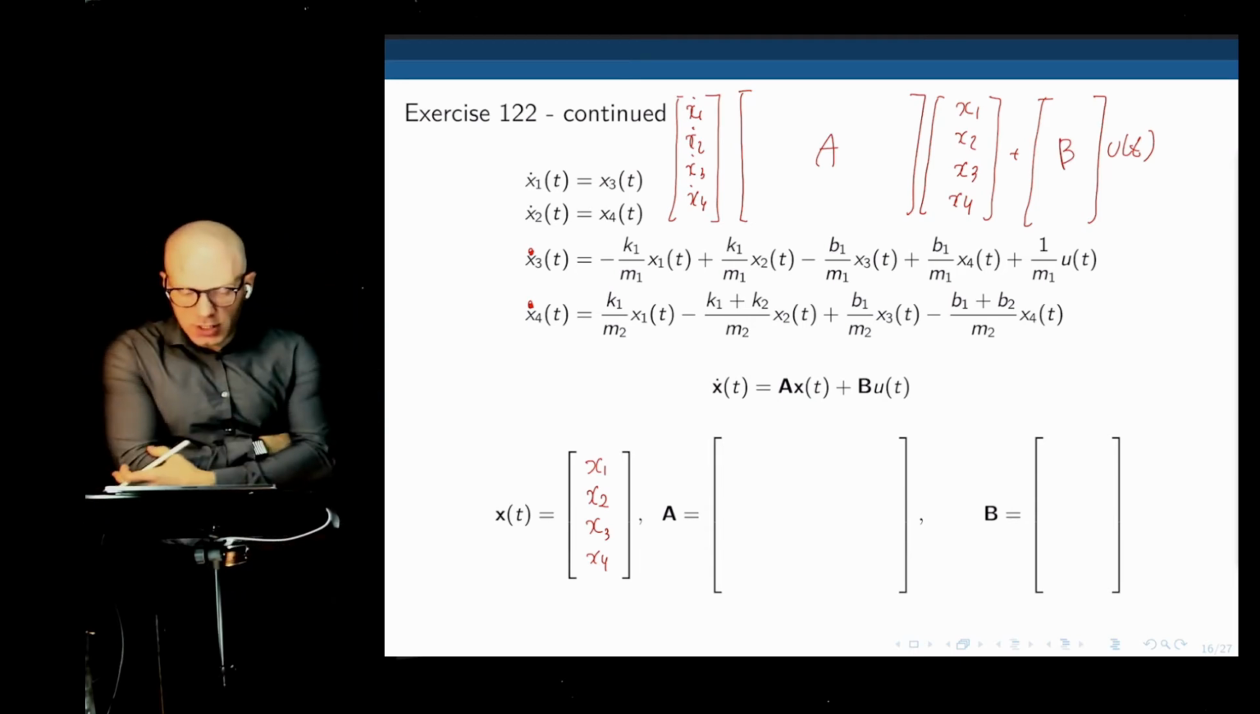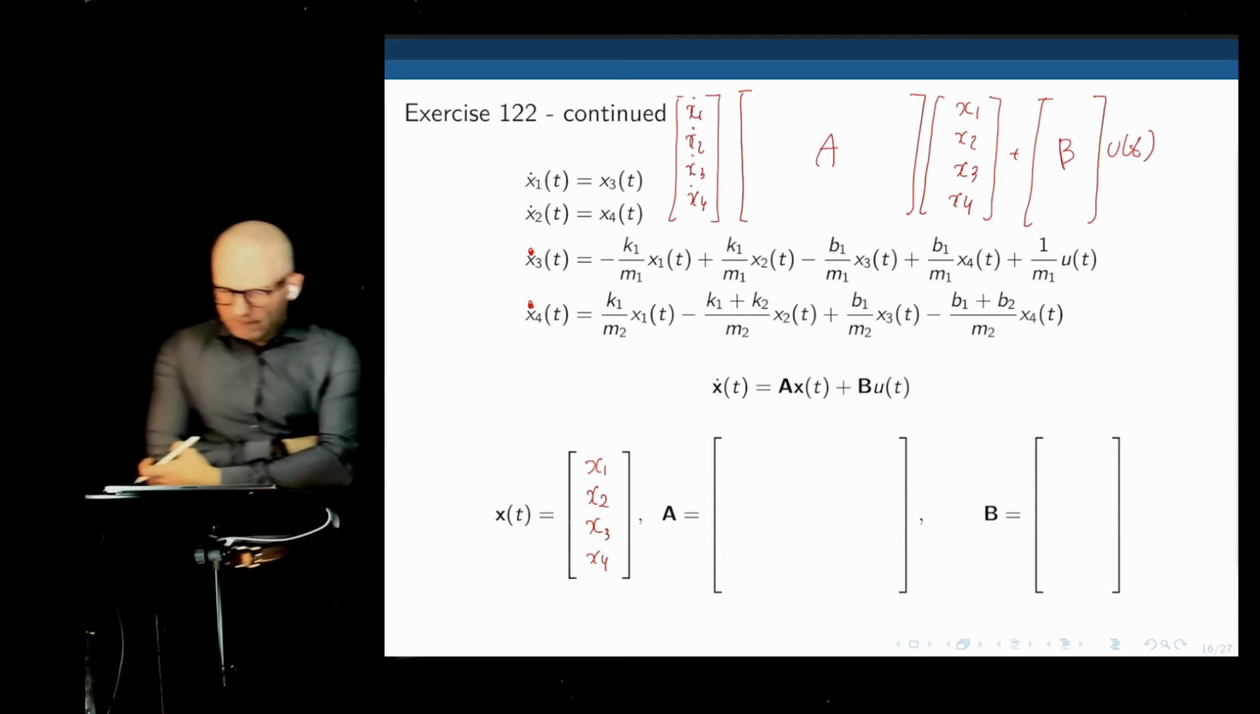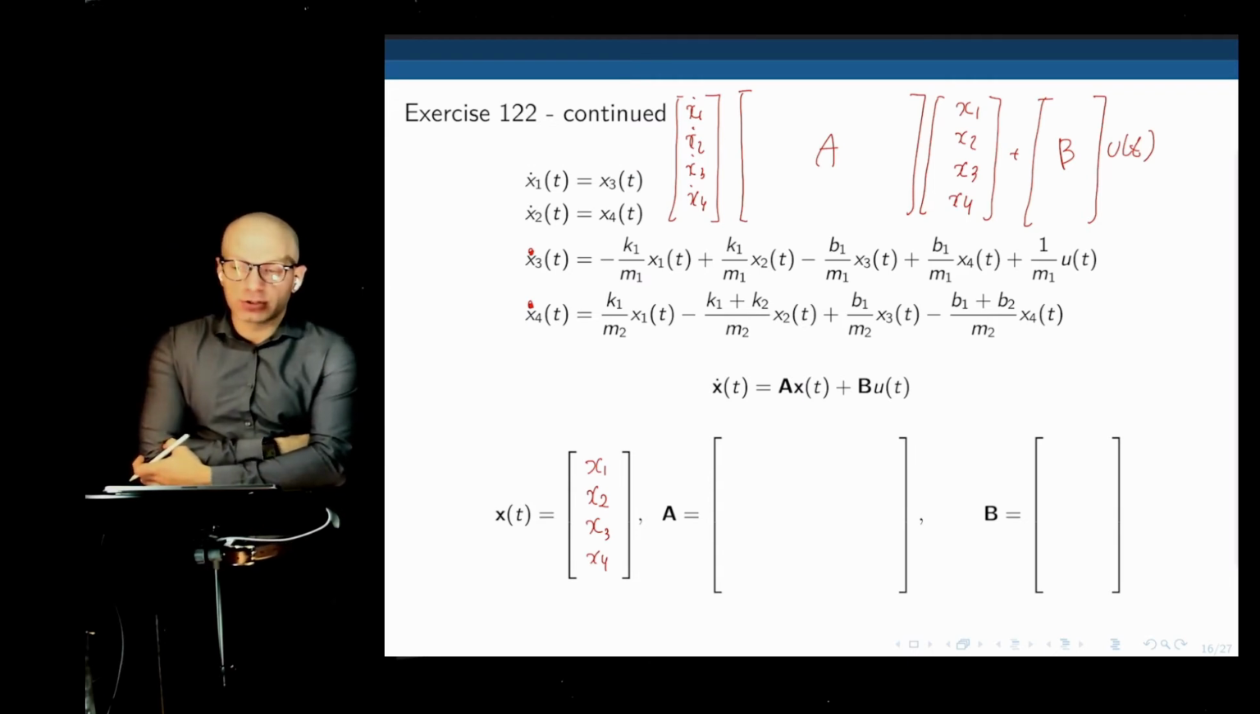What goes in matrix A? For x1 dot, what do we see? x1 dot is only a function of x3, and the coefficient there is 1. So what goes in the first line of matrix A?